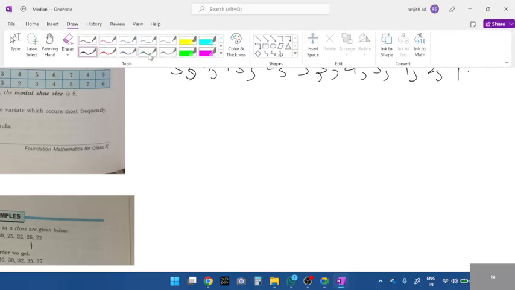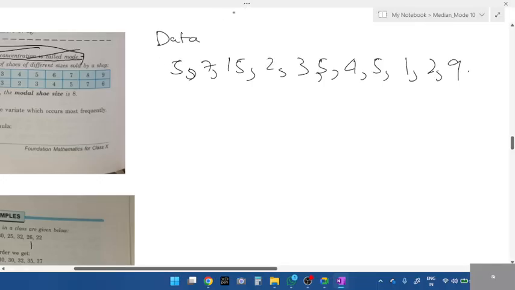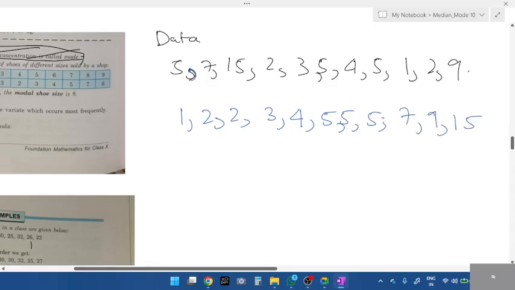It can be marks of 20 students. Think there are 20 or 15 students. These many students marks are given. First, arrange in ascending order. You get 1. How many times 2 is present? Twice. How many times 3 is present, students? 1. What about 4? 1. What about 5? 3 times, right? 5 is present 3 times. 7 and 7, 9, 15.